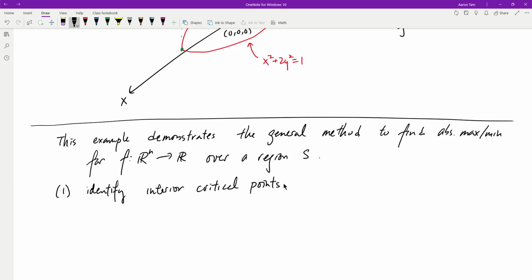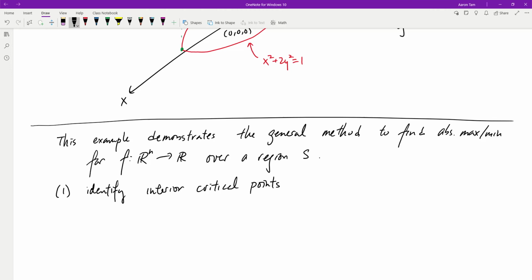Now, I do want to point out that in some of these questions, there might not be an interior of the region asking you to find interior critical points. In that case, you don't have to do step one. Then how would you know that you don't have an interior critical point to work with? It's really based on reading the problem. If the problem describes some kind of interior, obviously you would have to find the interior critical points.